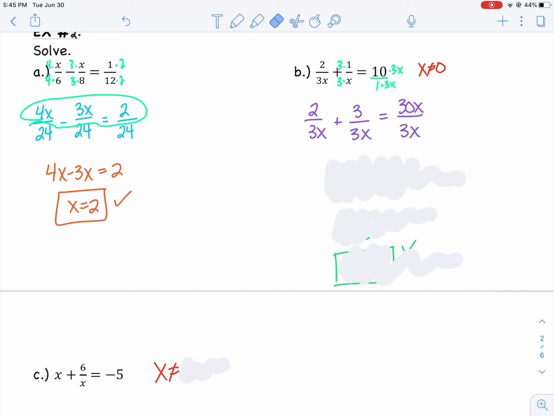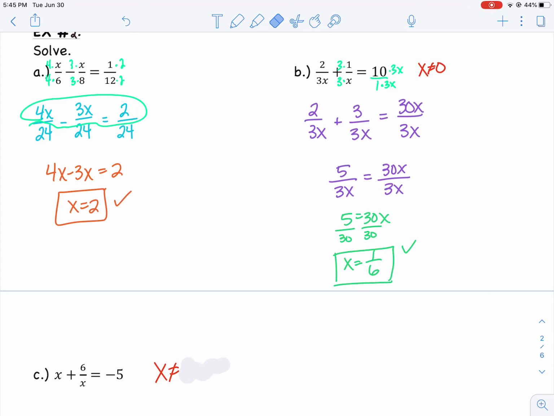So now your equation should look like this, right? And as soon as I know that my denominators are equal, I can go ahead and just set my numerators equal. So now I have an equation that says 2 plus 3 equals 30x, right? 2 plus 3 is 5. And if I divide both sides by 30, I end up getting 1/6. I don't want to divide by 5. I want to get the 30 away from the x, not the 5 away.